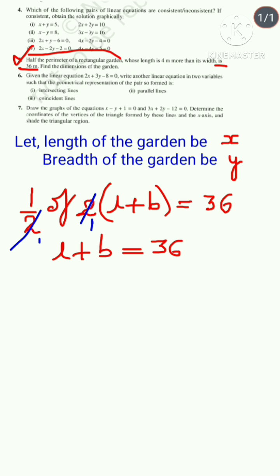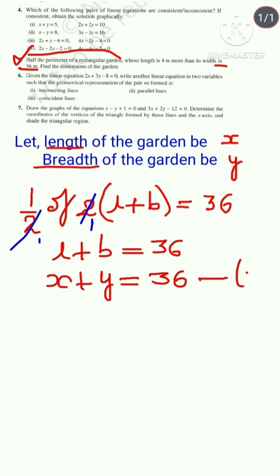and we have assumed L, that is the length of the garden, is x. So instead of L we can write x plus, and B, that is the breadth of the garden, we have assumed y. So it can be written y instead of B, equal to 36 meter. Okay, this is our first equation, right? Equation 1.